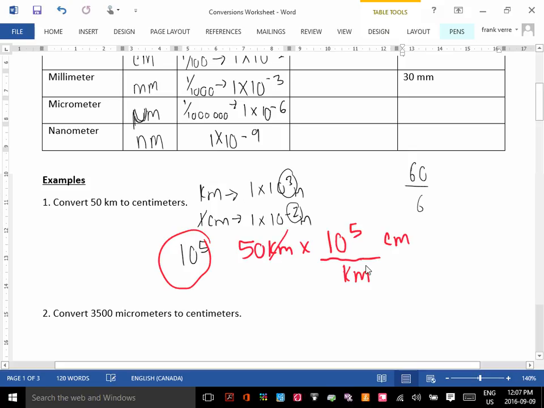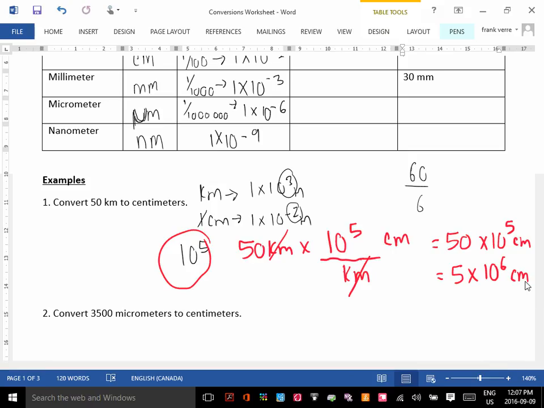So now you can see that the kilometers cancel out, and you're left with 50 times 10 to the 5 centimeters. And we could rewrite this as 5 times 10 to the 6. It's the same thing, because 50 is the same as 5 times 10 to the 1. So we can move the 1 over to the 10 to the 5 and make it 10 to the 6. Okay? Let's do another example.